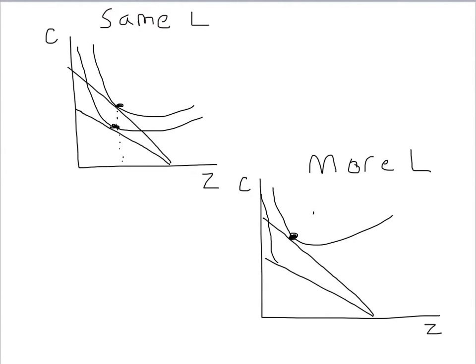We can get that by carefully drawing in an indifference curve like this, where we have a slight leftward shift in the amount of leisure, and thus a decrease in the amount of leisure, and thus an increase in the amount of labor supplied. So those are what the three diagrams would look like.